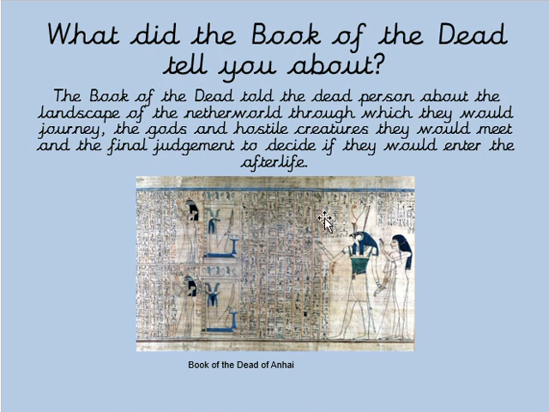What did the Book of the Dead tell you about? It told you how the dead person could travel through the netherworld, and what they might meet on the journey. They might meet the gods and hostile creatures, which means creatures that you probably wouldn't want to meet. They might be quite dangerous. They would also meet the final judgment to decide if they could enter the afterlife, where they would weigh the person's heart, which is why they kept the heart in the body.